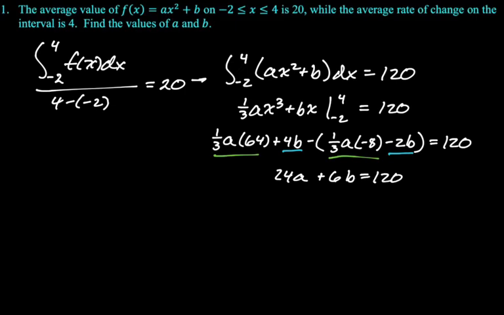120. Can divide everything by 6 because we're probably going to have to solve a system of equations, so we want everything as simple as possible to begin with. So we get 4a plus b is equal to 20. That's one equation. We're going to get another equation from average rate of change, which is algebra 1 slope.